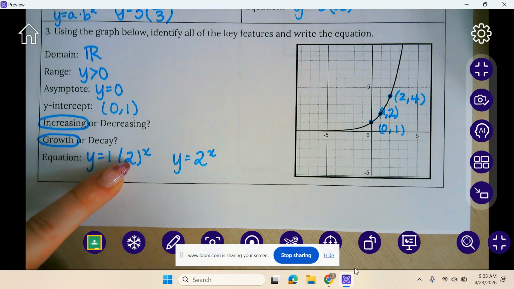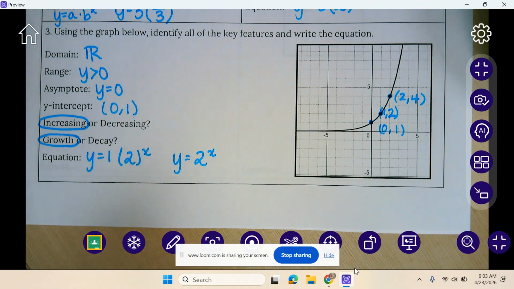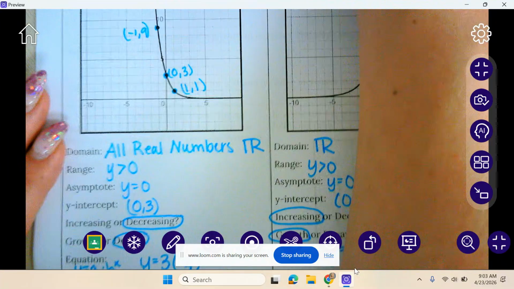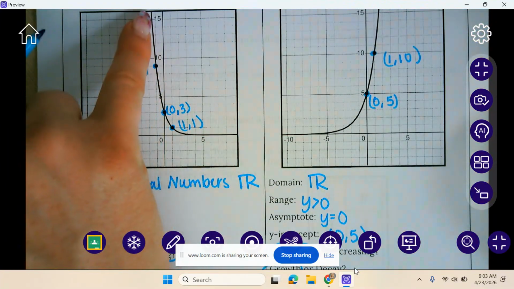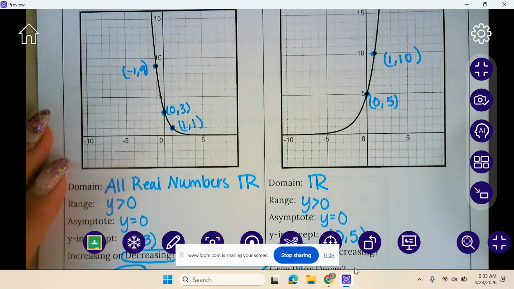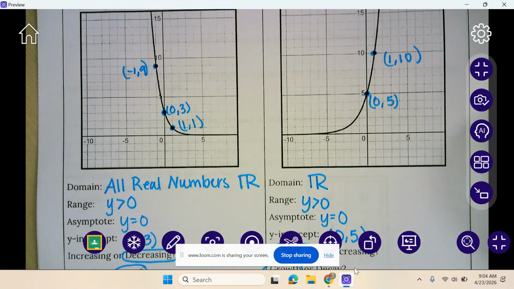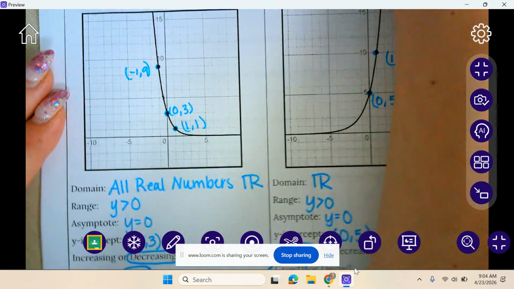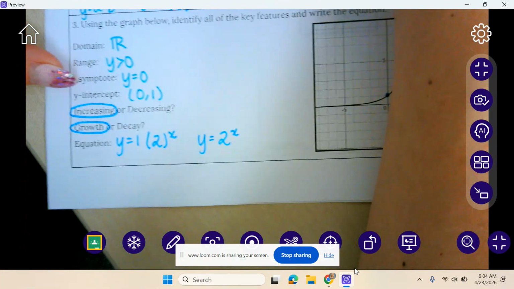So if it's decayed, the value inside of the parentheses is less than 1. Because that's a great question. So if you look at the decay right here, so see how this is decay? So see how it's still greater than 0, right? So all that the decay is saying is that it's going down instead of up. All of these have the same range of y is greater than 0 because they don't go below the x-axis.